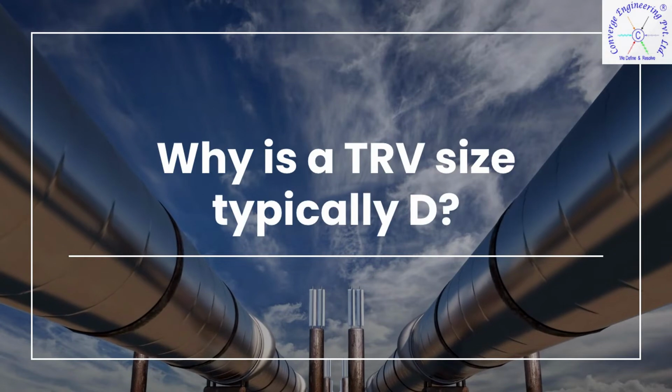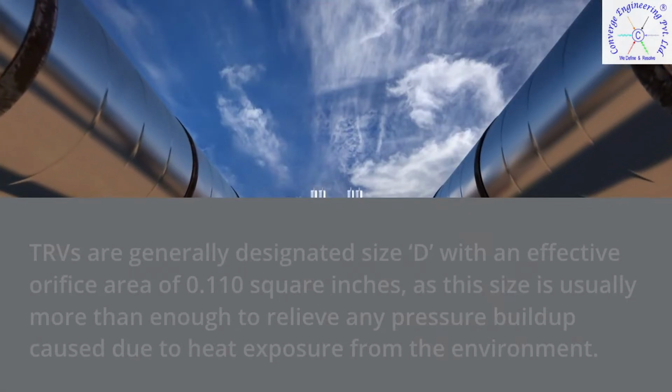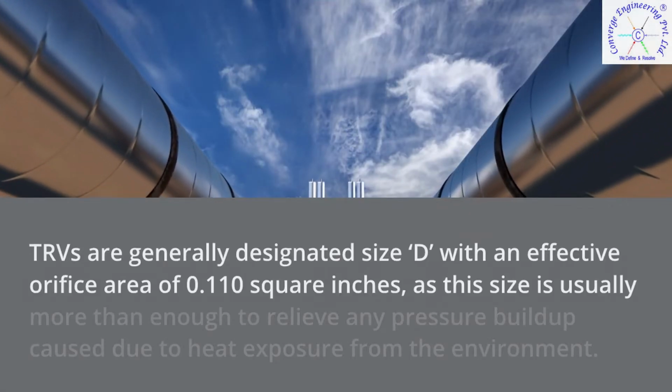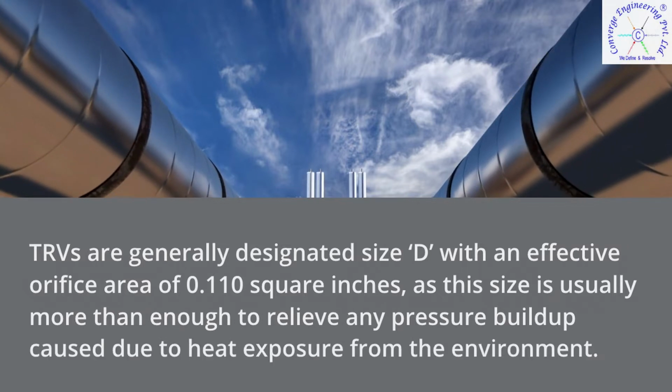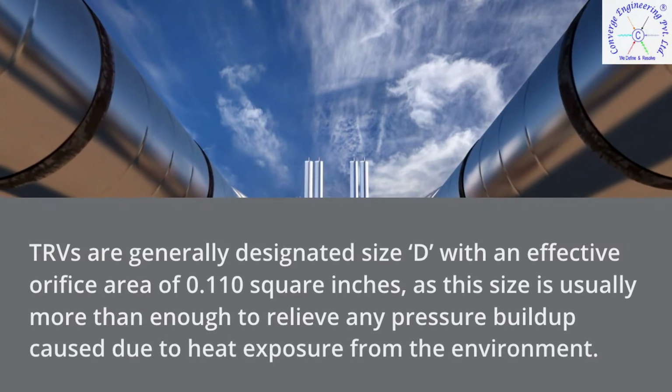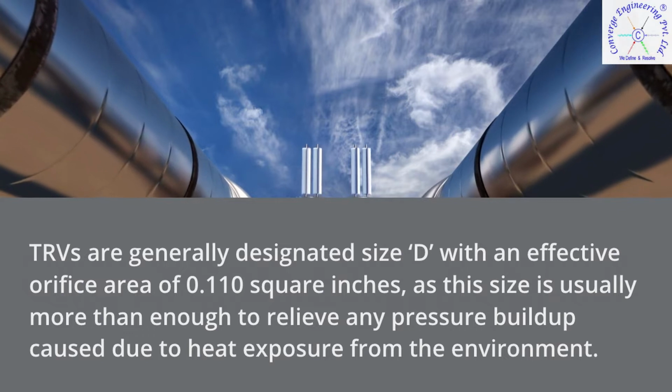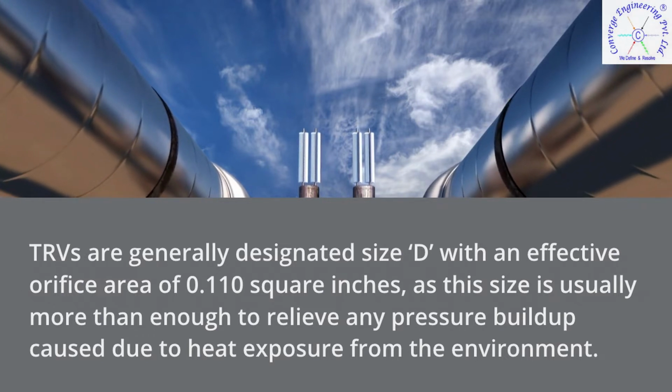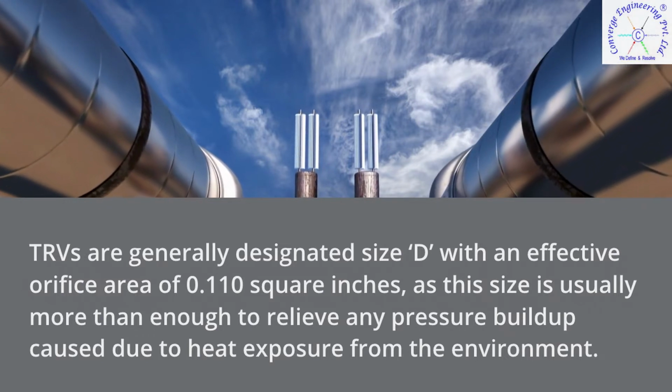Why is a TRV size typically D? TRVs are generally designated size D with an effective orifice area of 0.110 square inches, as this size is usually more than enough to relieve any pressure buildup caused due to heat exposure from the environment.